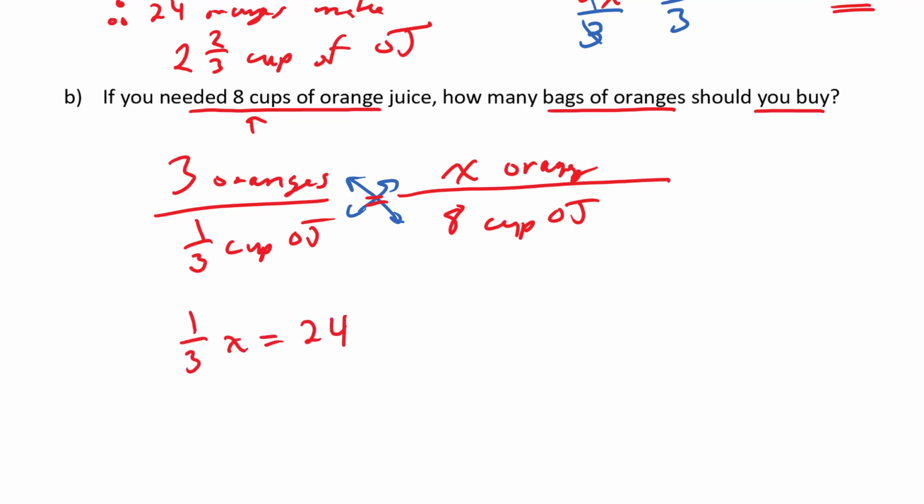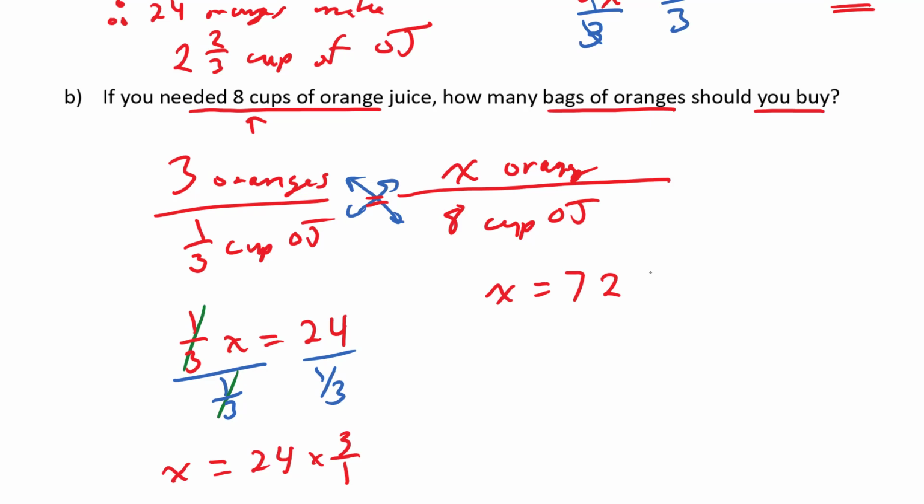Here we are multiplying by 1/3, so we will divide both sides by 1/3. The 1/3s cancel out, and we're left with 24. Now we're dividing by 1/3, which means we flip and we multiply. So here we get X is equal to 72. 72 what? X was oranges. 72 oranges.